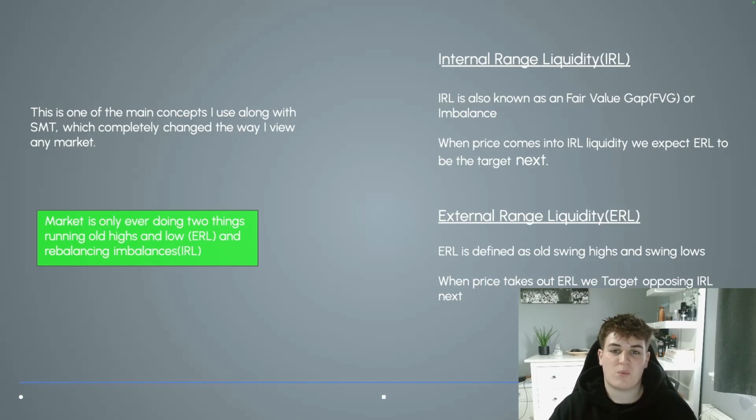Once you view the market in this way, you understand that the market is only ever doing two things. It's either running old highs or old lows, or it's rebalancing imbalances, and that goes on all time frames, even the monthly, the yearly, the weekly, the daily, even the 1 minute. The market is always doing that.